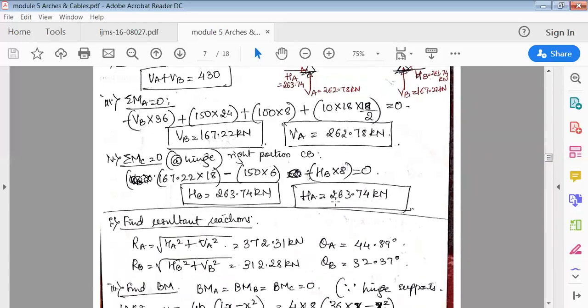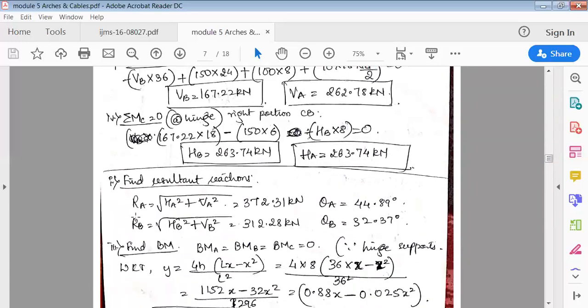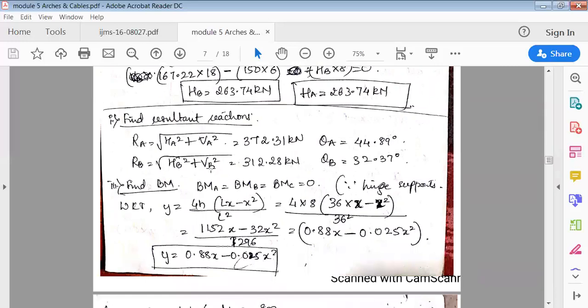Next, you have to find the resultant reaction. To calculate the resultant reaction, if you want to find RA, it is the sum of HA plus VA. Then RB, it is again HB plus VB. Put it in this formula and find out. Then we'll get theta A, theta B. Theta A is tan inverse of VA by HA. Theta B is tan inverse of VB by HB. So we found the support reactions and the resultant reactions.